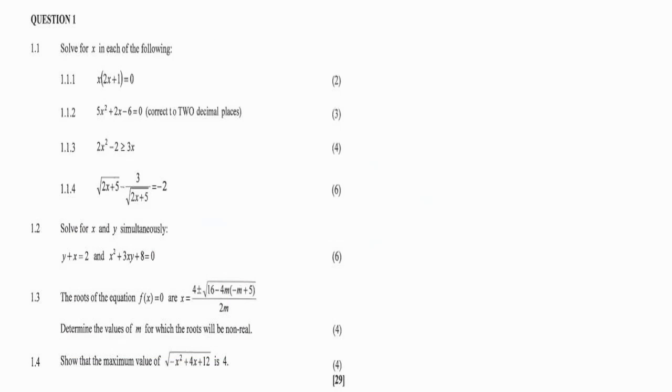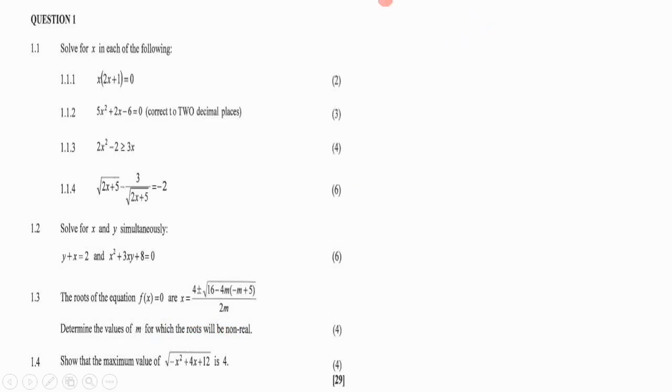So now let's check 1.3. 1.3 says the roots of the equation f of x is equal to 0 are x equals 4 plus minus root 16 minus 4m in bracket m plus 5, and then over 2m. Now they say determine the values of m for which the roots will be non-real.